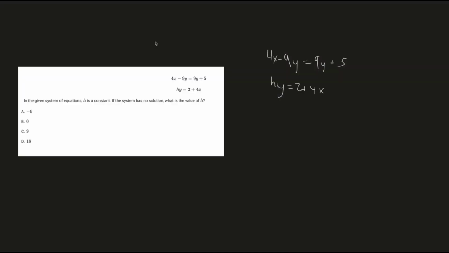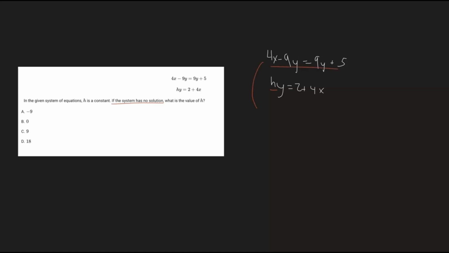In the given system of equations, h is a constant. If the system has no solution, what is the value of h? All right, so if the system has no solution, that means the lines will never intersect. And we can see here we're dealing with linear lines. And so linear lines that never intersect are going to be parallel lines. And we know parallel lines have the same slope and different y-intercept. So in order to do that and find the corresponding values for the constant of h, what we need to do is first put these equations into slope-intercept form.